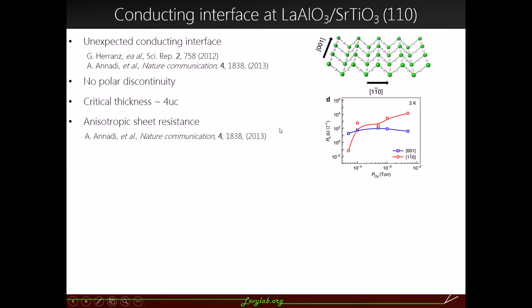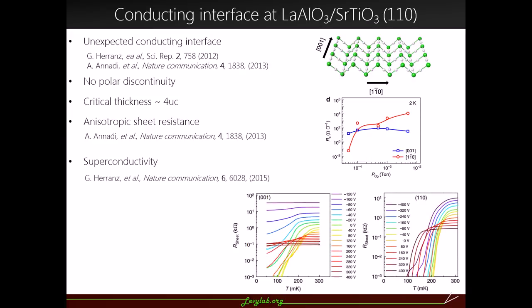And anisotropic sheet resistance has been reported in the 110 case, which is attributed to the anisotropic atomic arrangement along the 001 and 1-10 directions. And recently, researchers started to investigate the superconductivity in the 110 case and compare it with the 001 case. And a recent arXiv paper reported the observation of quantum Griffiths singularity in the 110 LaSTO interface.